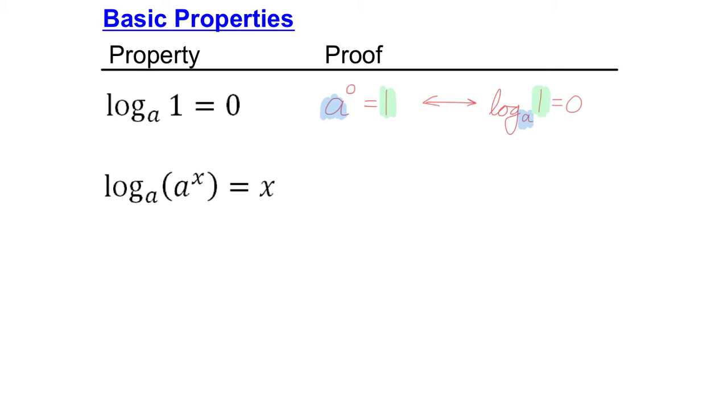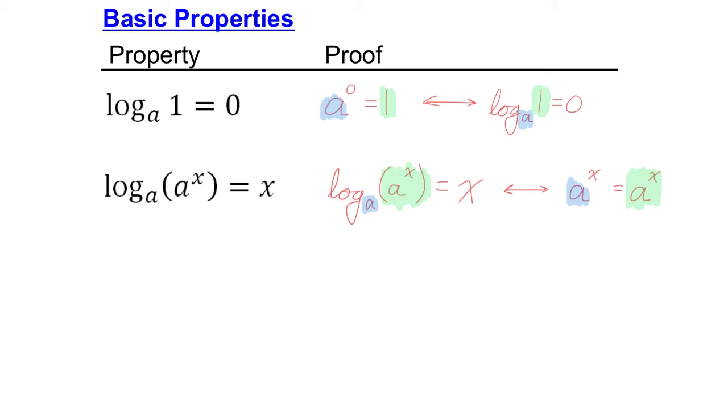The next property of logarithmic functions is this. Log base a of a to the exponent x is equal to x. And here's my proof. So if I rewrite the logarithmic form into exponential form, I get this. So remember, the base is a, so the base is a, and this number here becomes my exponent. The argument here, a to the x, stays over here by itself.